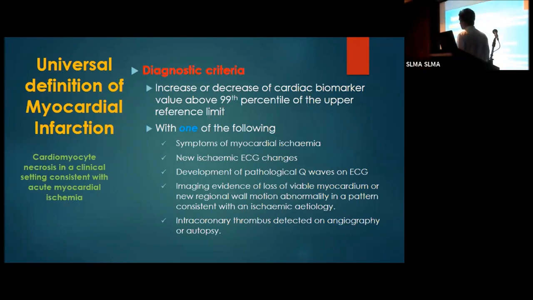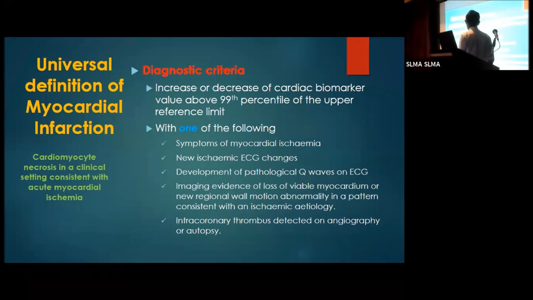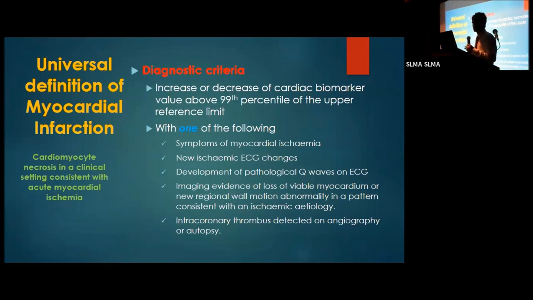First is symptoms suggestive of ischemic type chest pain. The second one is new ischemic changes in the ECG. The third one is the development of pathological Q waves on ECG. Mind you, the fourth and fifth are the newest things, starting from 2018 onwards. Those are based on imaging modalities: you can see regional wall motion abnormalities in the 2D echo, as well as intracoronary thrombus in coronary angiography. Those fourth and fifth were added to the universal diagnosis since 2018.